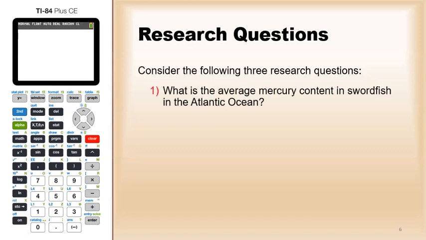Consider the following three research questions. What is the average mercury content in swordfish in the Atlantic Ocean? So the population is swordfish in the Atlantic Ocean. The parameter would be the average mercury content.